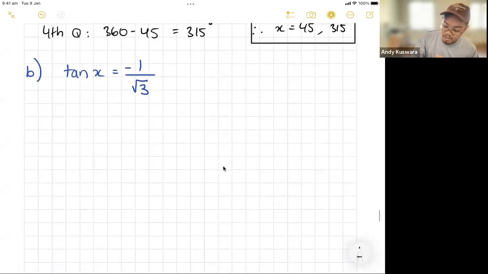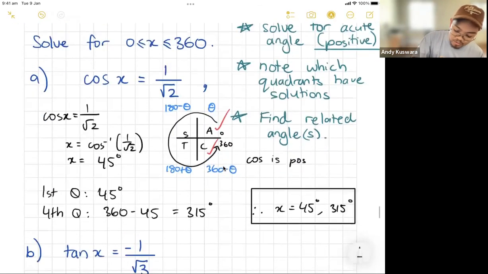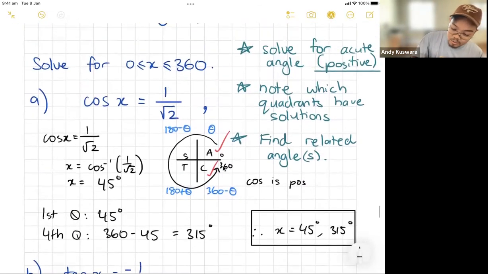Just in case we've forgotten, let's try to run another one. And this time I've got something slightly different. I've got tan x equals -1 on root 3. So my first step again is, what was my first step? Solve for the acute angle, which is positive.